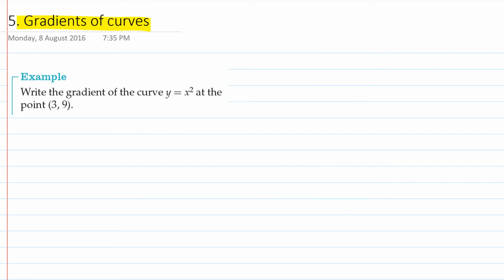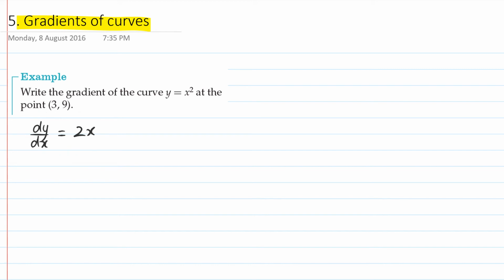And one way to write the gradient is dy by dx, that means change in y divided by change in x. And we just differentiate x squared, so we get 2x. When we differentiate something, we can call that thing our gradient function, and if we substitute in an x value, it gives us the gradient at that point.